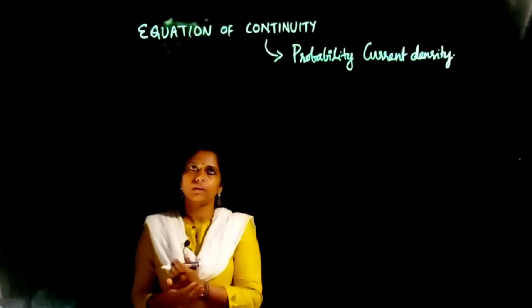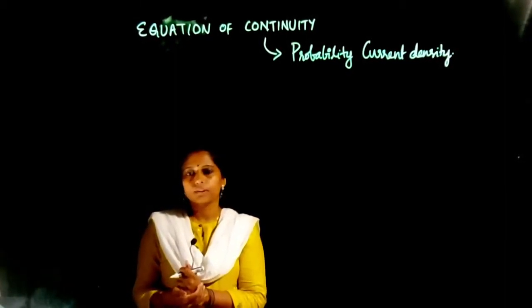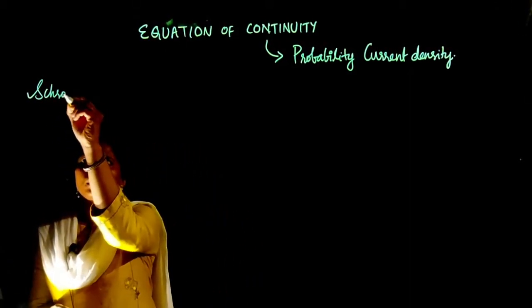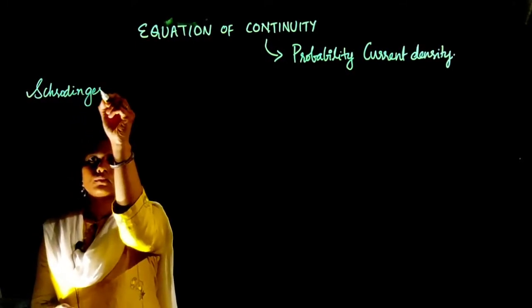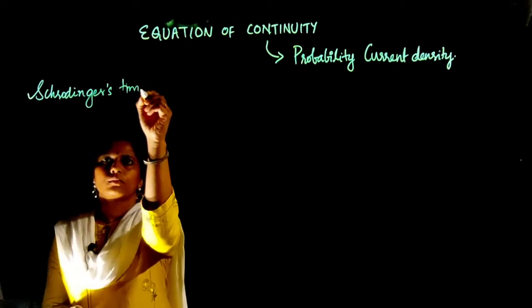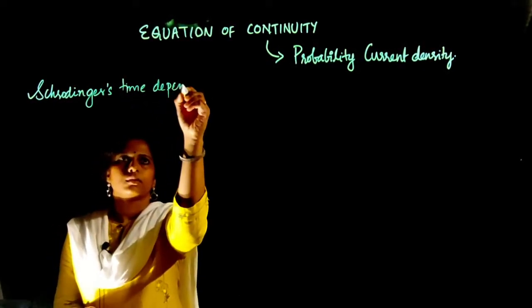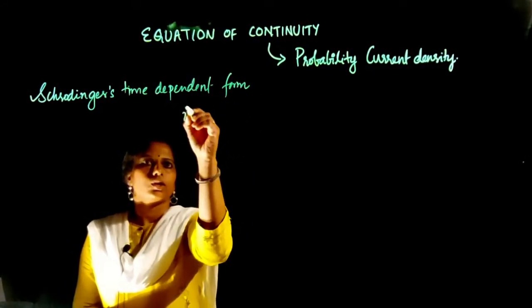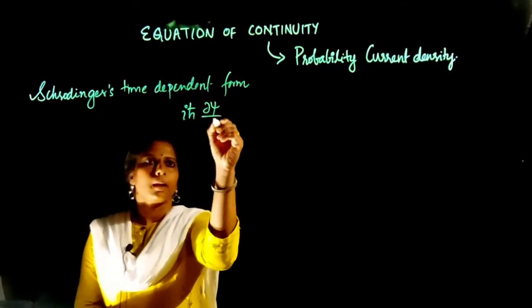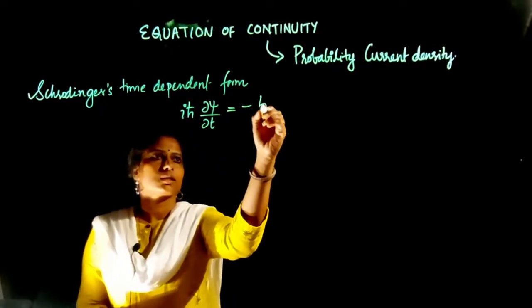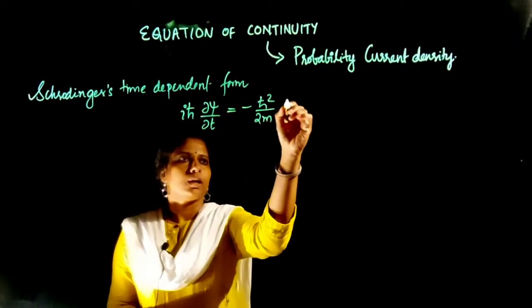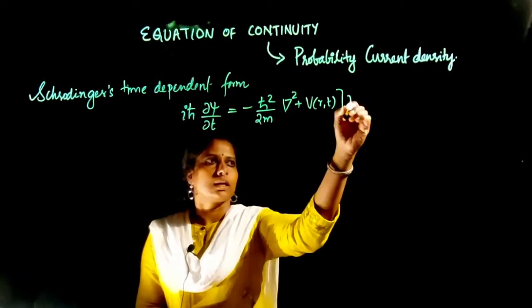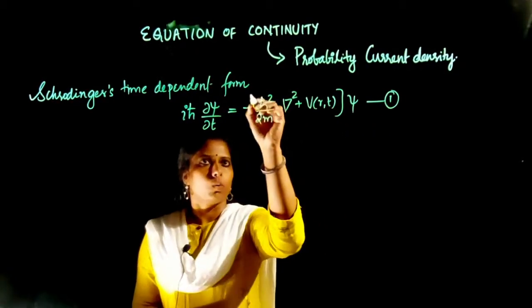So in order to arrive at the equation of continuity, let's begin from Schrodinger's time dependent form. Schrodinger's time dependent equation gives iħ ∂ψ/∂t is equal to minus ħ² by 2m ∇² plus V(r,t) times ψ. Let's call it equation 1.